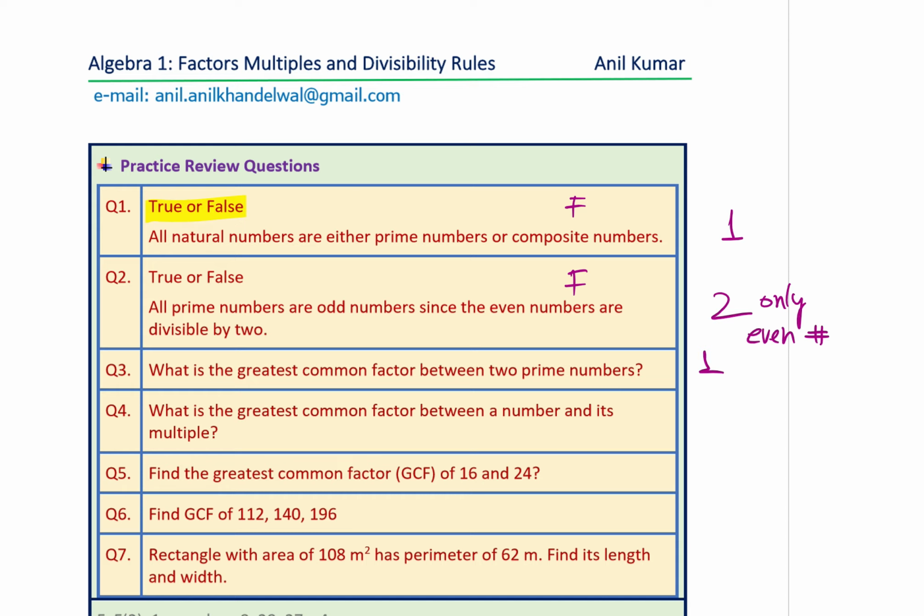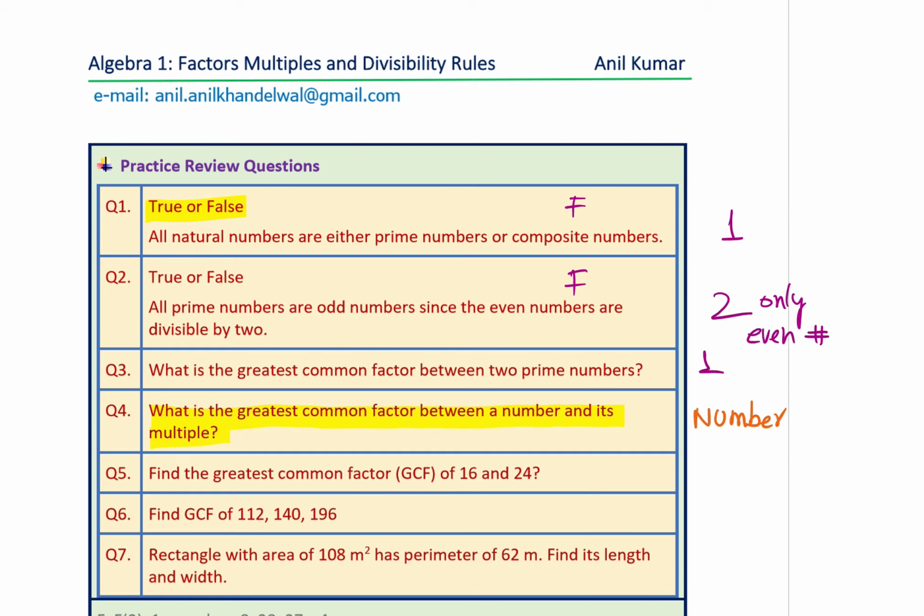Question number 4 for you. Can you please read the question and then answer? Well, let's read it. It says, what is the greatest common factor between a number and its multiple? So the number and the multiple, we are looking for the greatest common to both. It is the number itself. Right. So we get this answer, the number itself.